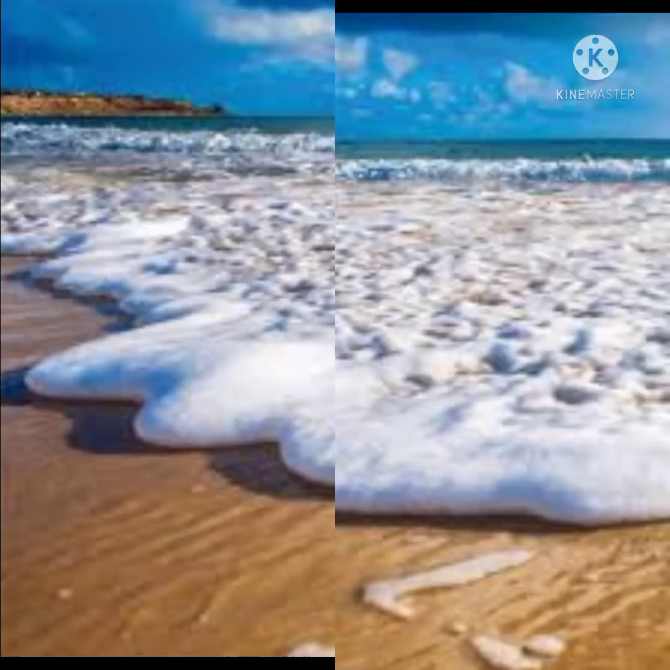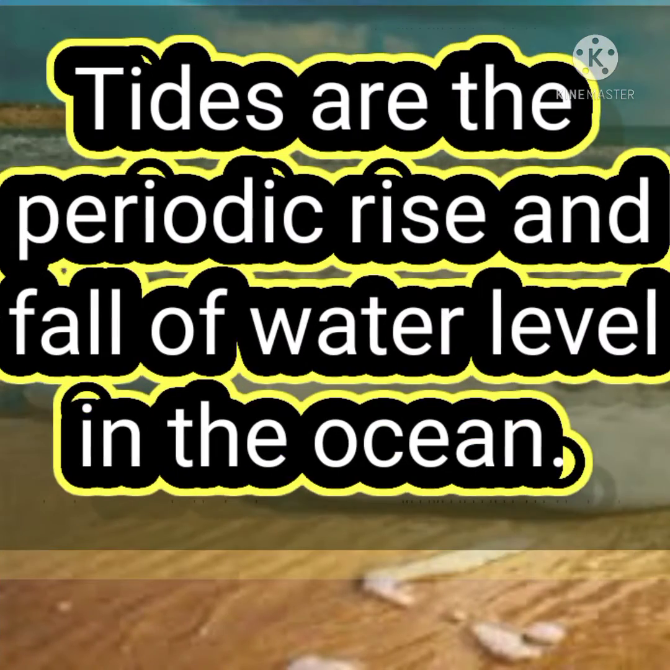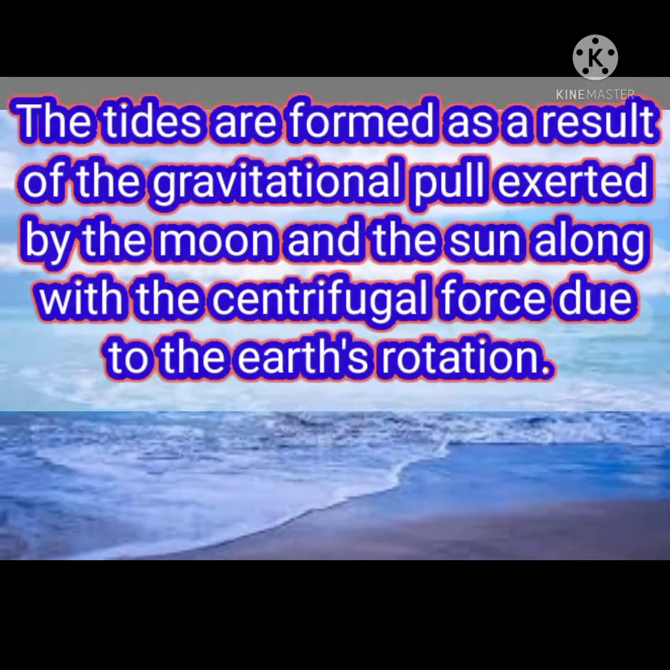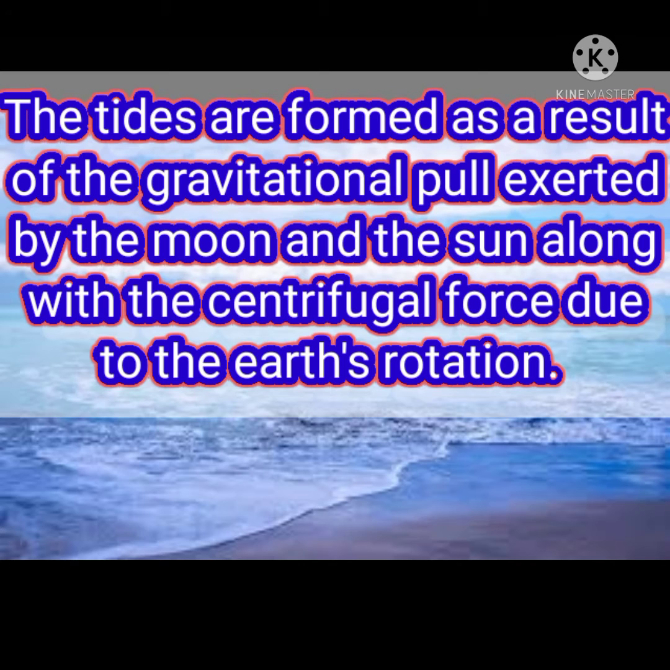What are tides? Tides are the periodic rise and fall of water level in the ocean. How are the tides formed? The tides are formed as a result of the gravitational pull exerted by the moon and the sun along with the centrifugal force due to the Earth's rotation.